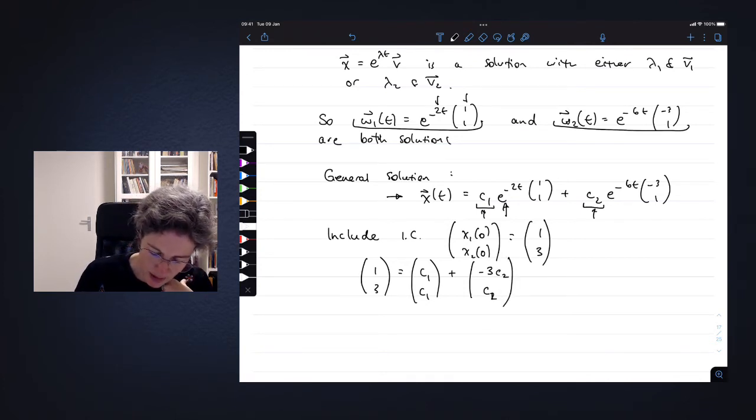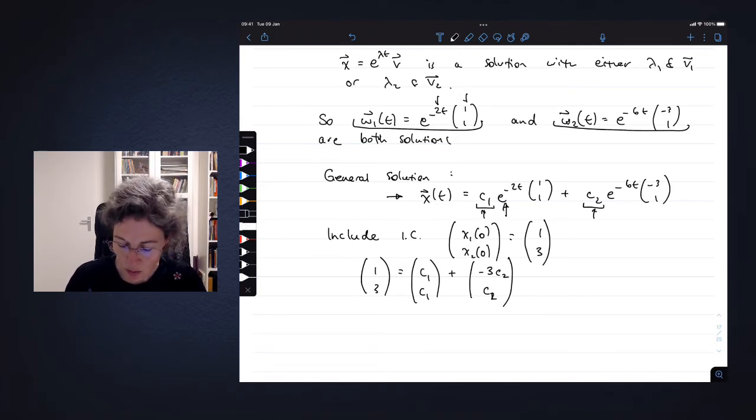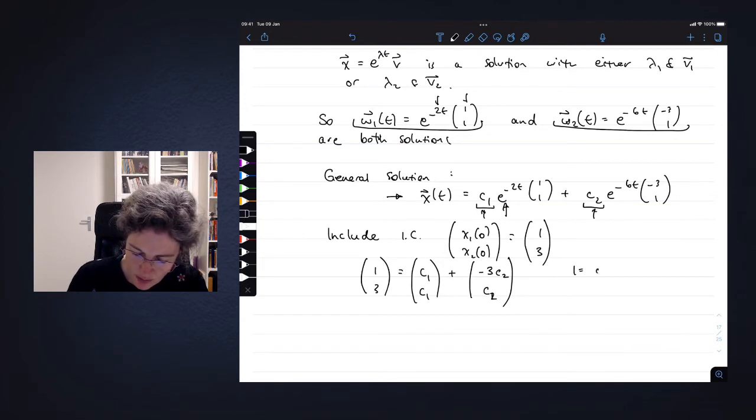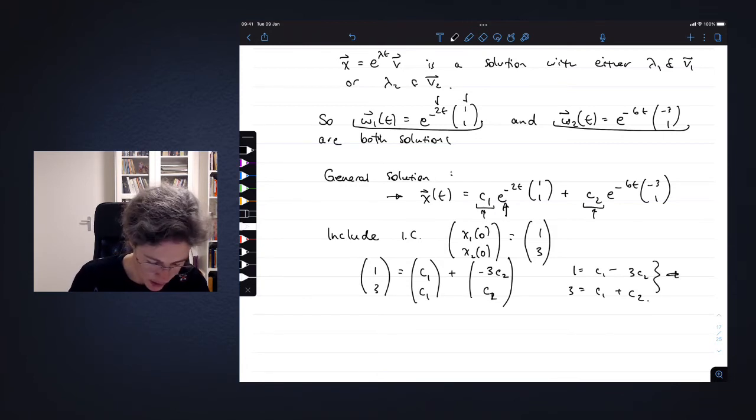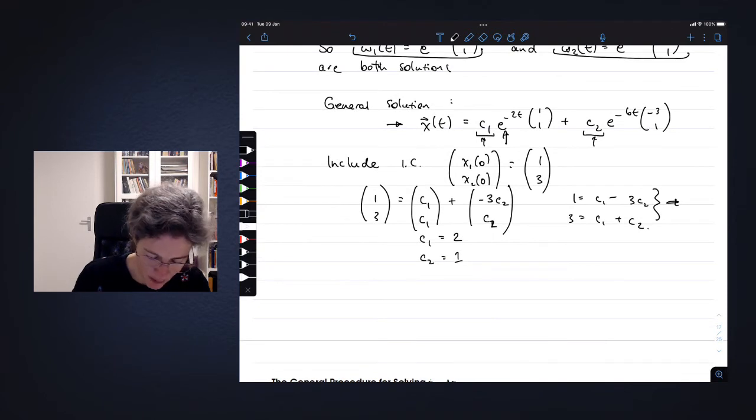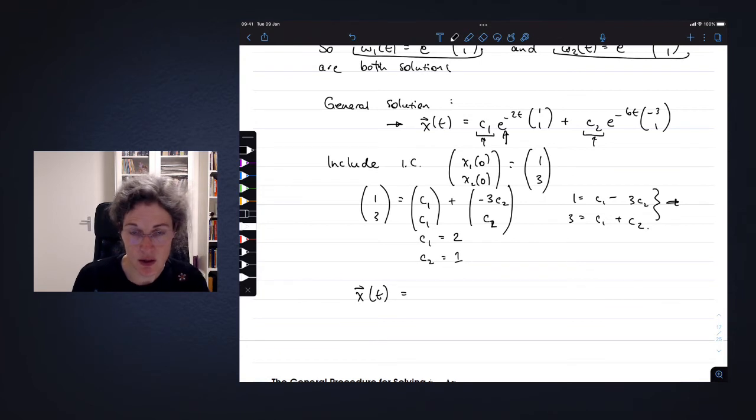And you can solve those simultaneously, so you can either solve them as vector equations or as the equation 1 is equal to c1 minus 3c2 and 3 is equal to c1 plus c2. If you solve those simultaneously, you'll find that c1 is equal to 2 and c2 is equal to 1. And so finally we can write down our specific solution for those particular initial conditions as this.